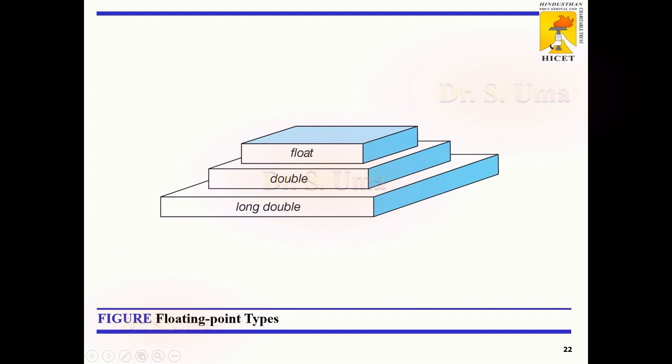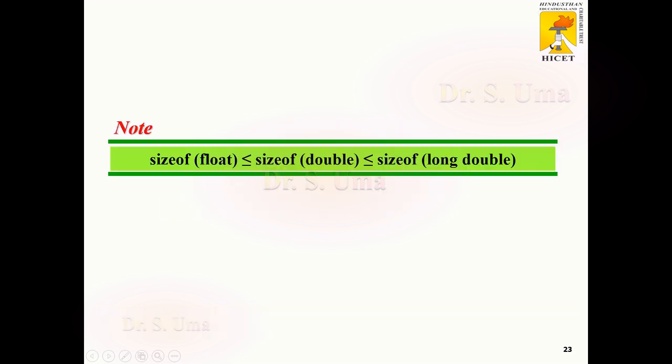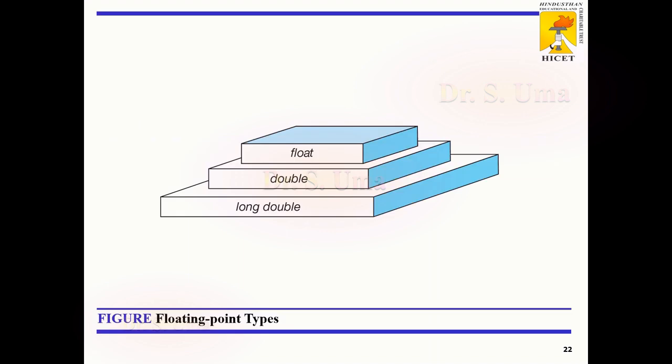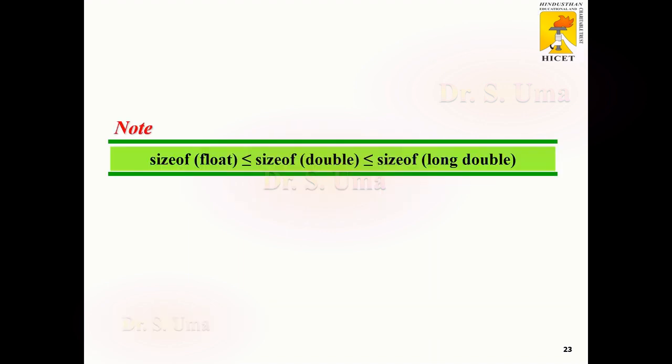Next comes the floating point type of data. We can have three different variations of floating point types. They are float, double and long double. As mentioned in this picture, float is of the smallest size, then comes double, and then long double. The increasing order of size of these data types is mentioned in this slide.